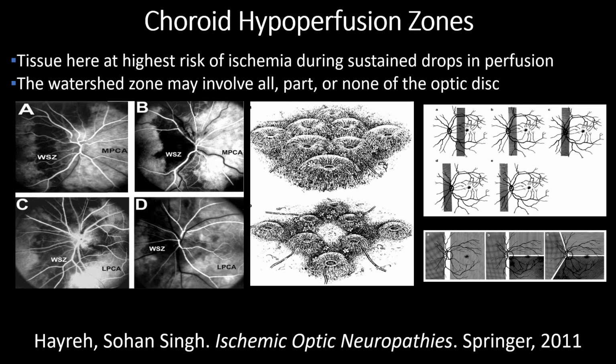And here are examples in different eyes showing where the watershed zone might be located due to the development of the vasculature in different species and in different eyes, involving the macula or involving part or all of the optic nerve. And the shape of the watershed zone might be linear if there are just two major posterior ciliary arteries, or it may be shaped like this if there are three posterior ciliary arteries.